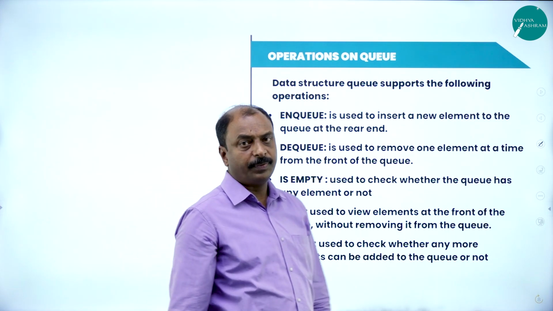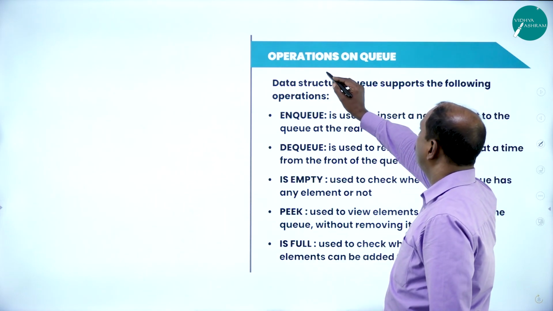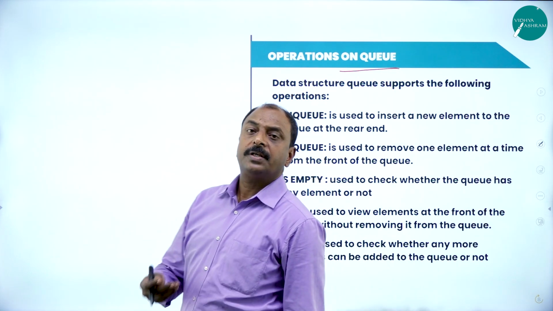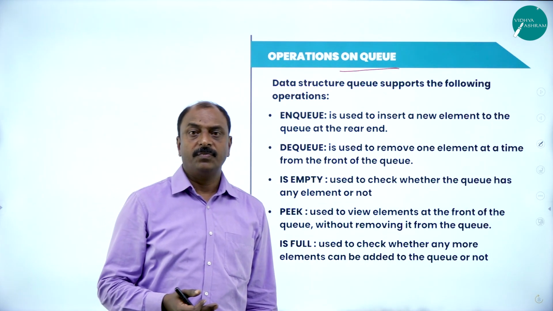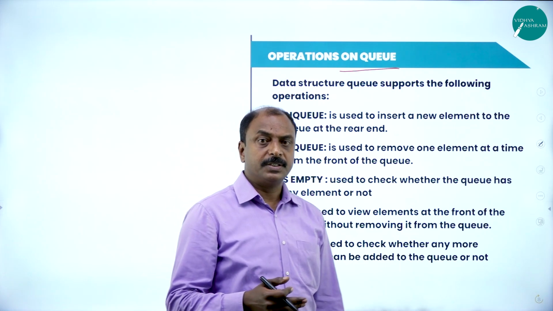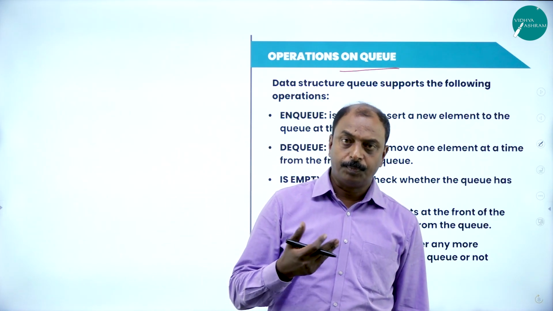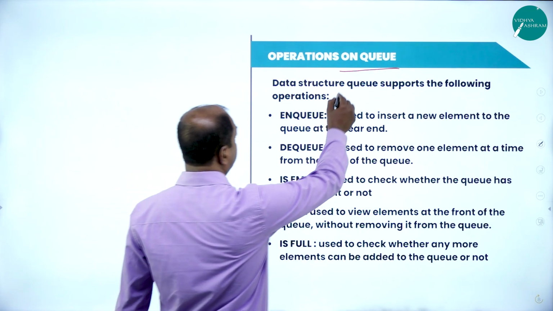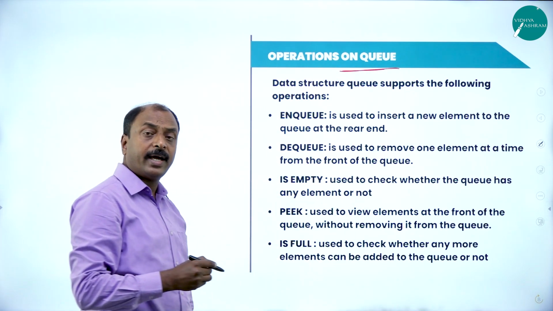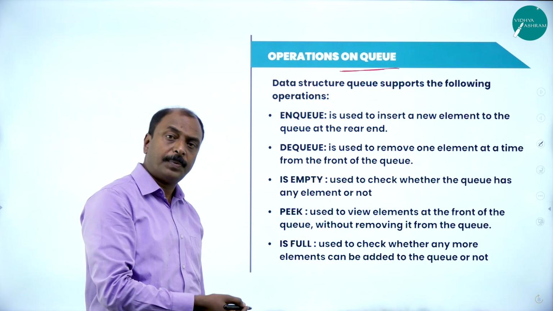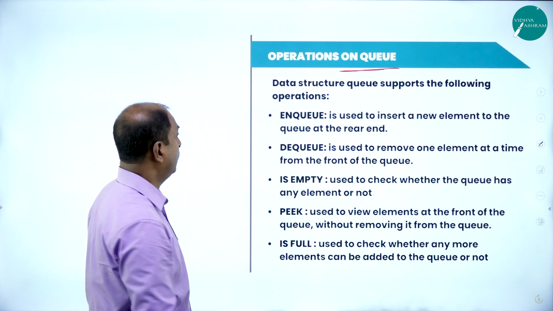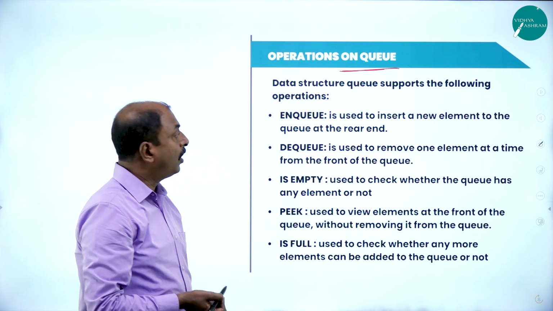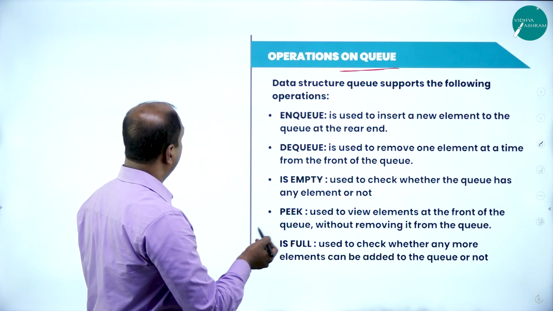In the next slide, we will see what different operations can be performed on a queue. What we have seen in the previous chapter about stack, we have learned the different operations on stack, like push and pop. Similarly, a queue is a data structure on which we can perform different operations. Following are a few operations that can be performed on a queue.